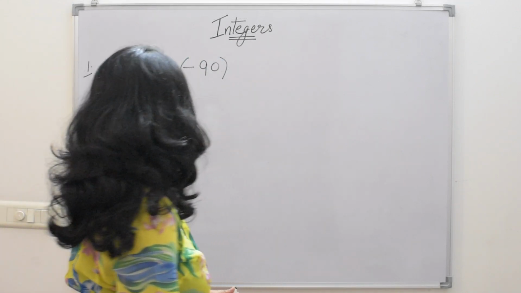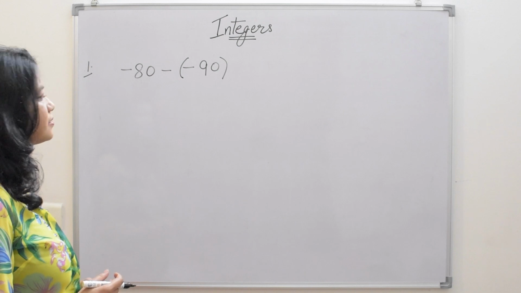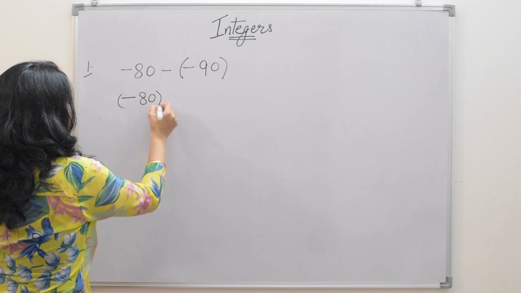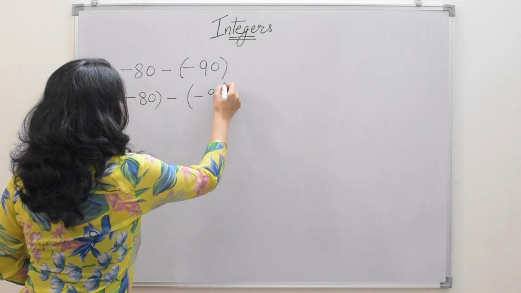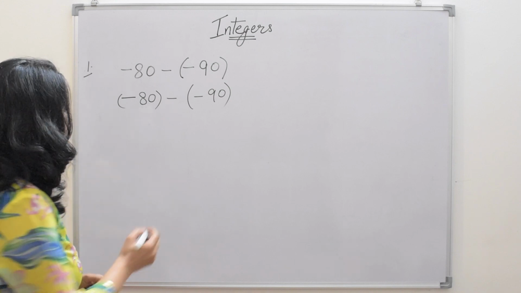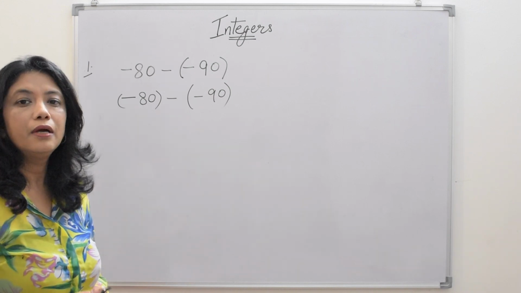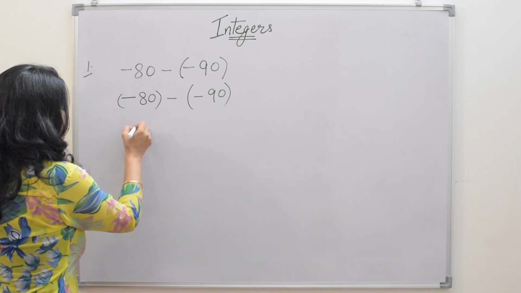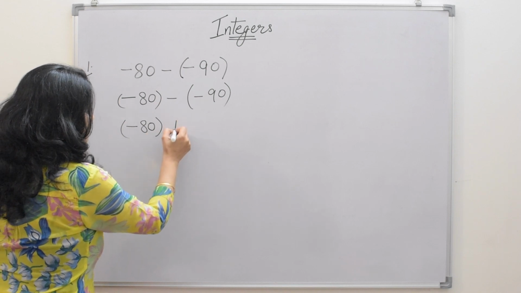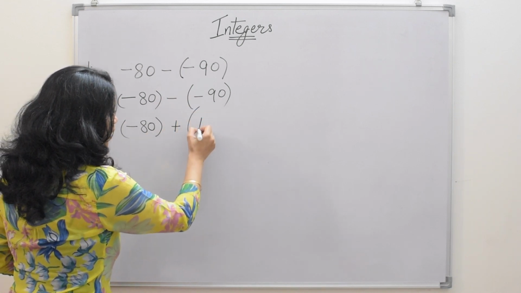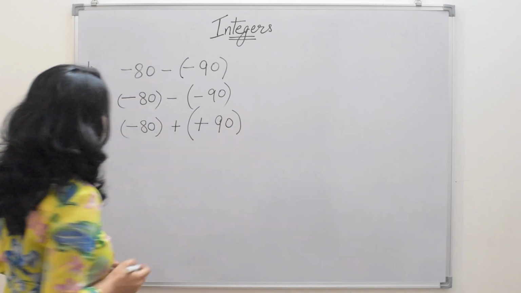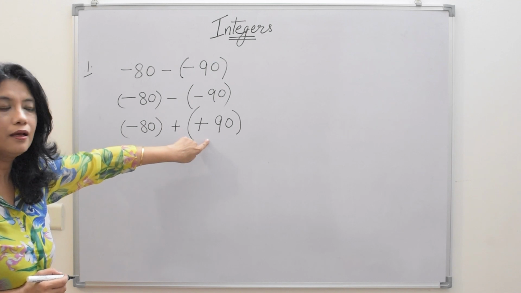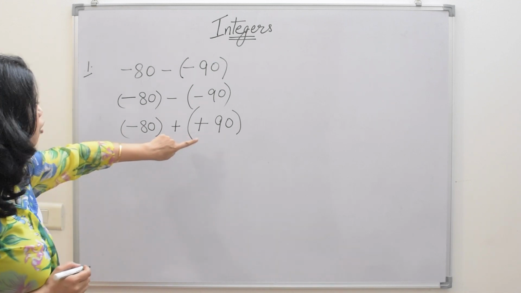Now let us solve this sum. -80 minus -90. Now see, we can write this in this manner. We can place -90 in brackets. Now this is subtraction. We have learned that whenever there is a subtraction sign in between, we change it into addition. We will solve it like this. When we change this sign, we will change the sign which is inside. We are changing the sign that is outside. We have to change the sign which is inside the brackets. Now we have got this.